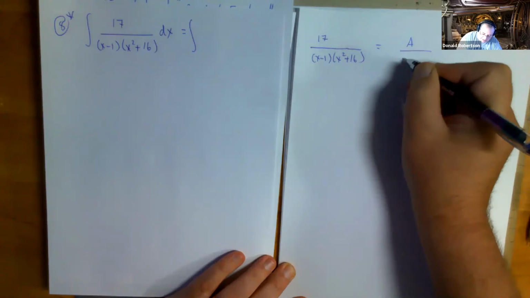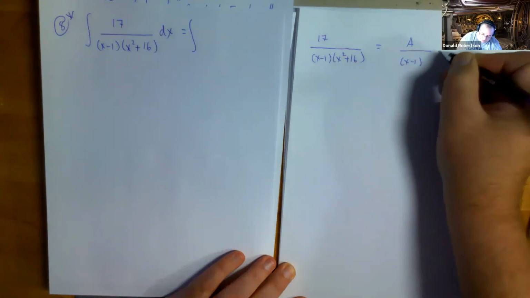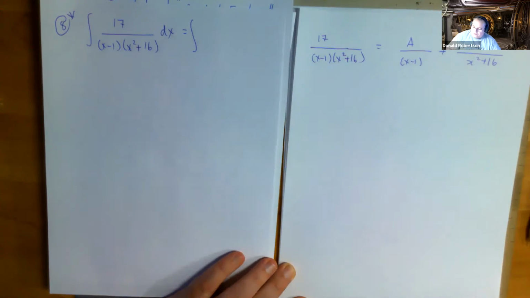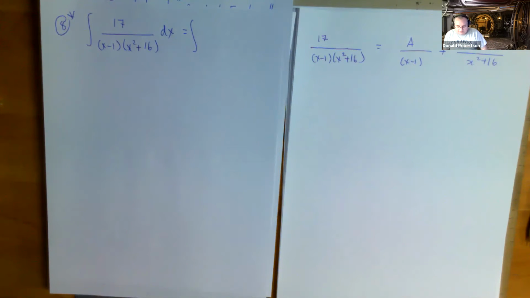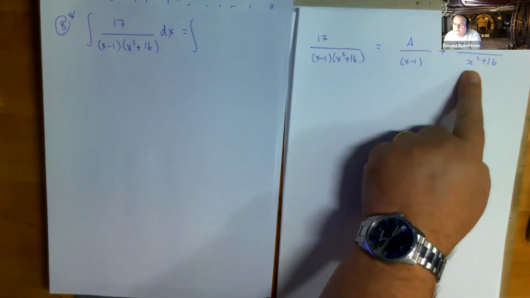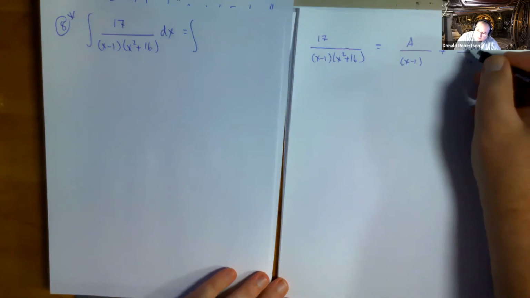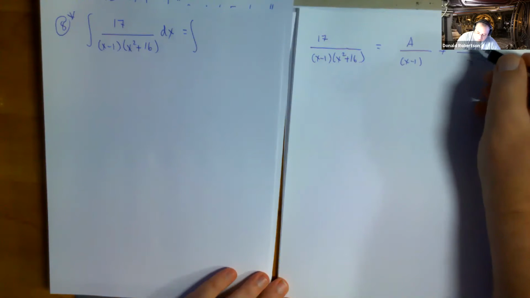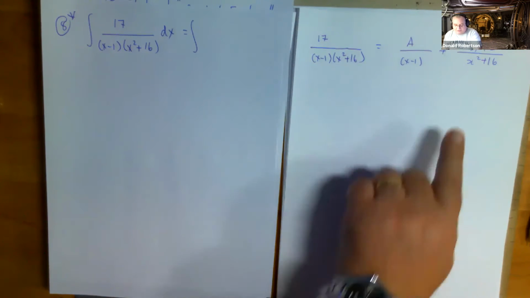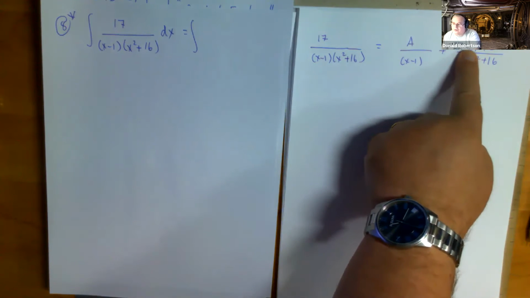Is going to be an A over x minus 1. This kind of comes to what you were talking about earlier today, Kathy. What goes above this fella? Bx plus C. Right, whenever you get a quadratic, you have 2 terms in the top.